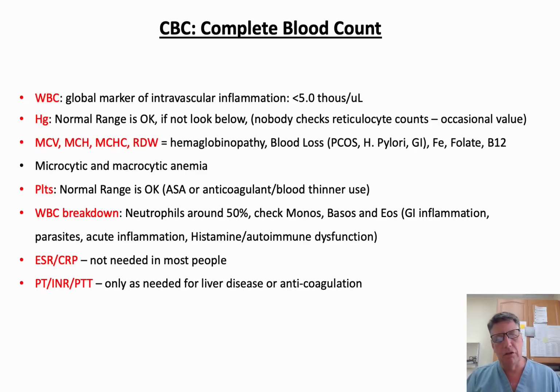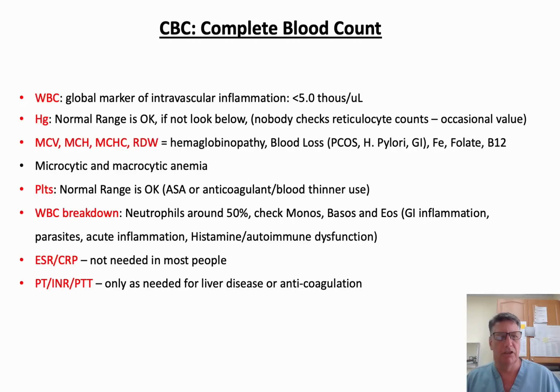So I like the white cell count to be below 5, but I will look at the white cell breakdown. I want the neutrophils at 50 or lower. I check the monos, the basophils, the eosinophils, because they speak to GI inflammation, parasites, acute inflammation, histamine, autoimmune dysfunction. But globally, I want that white cell count to be low, and having it in the 3s and 4s is absolutely fine. Don't panic. Hemoglobin, I just want that in the normal range.